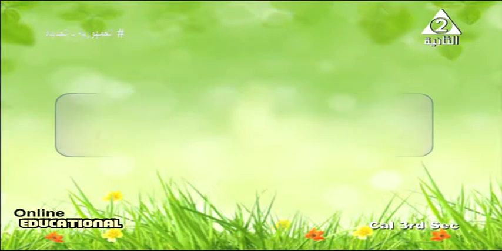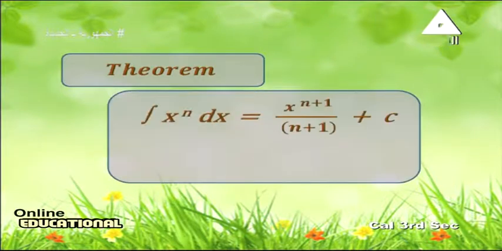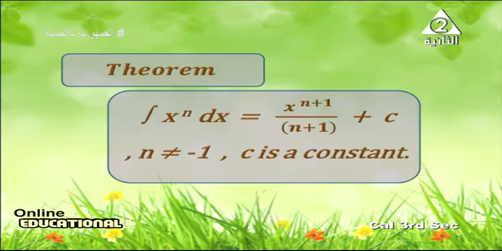Now we have theorem 1. Integration x to the power n dx equals x to the power n plus 1 over n plus 1, plus c, where n does not equal negative 1 and c is a constant.